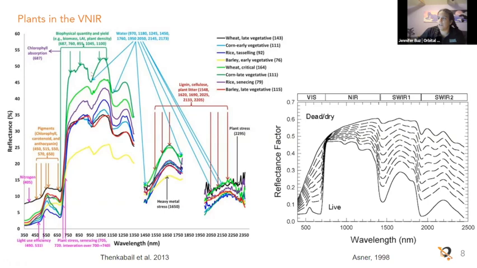Also health. You can also look at water absorptions in the plant. You can look at things that are correlated with, for example, the leaf area index or biomass of a forest, and also look at structural properties of the plant. When plants die, you can see very clearly here how the chlorophyll absorption changes as the plant gets dry, and how the water absorptions also change. And so these spectra are different for different plants.